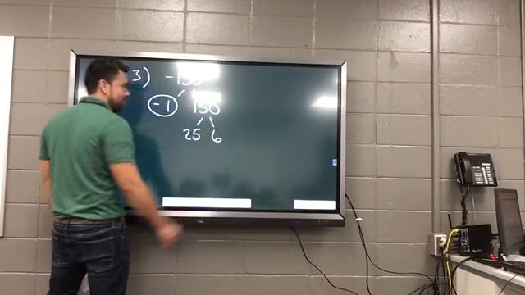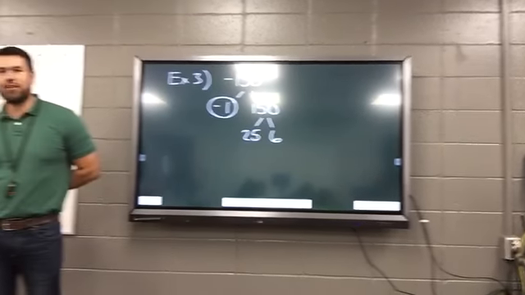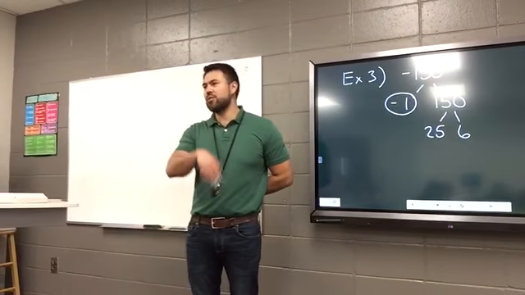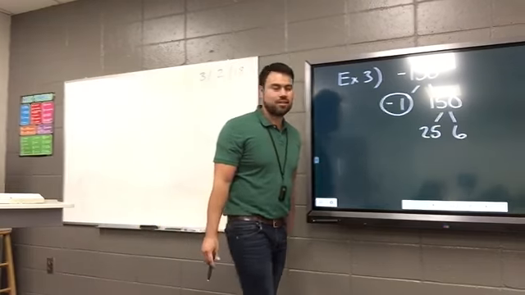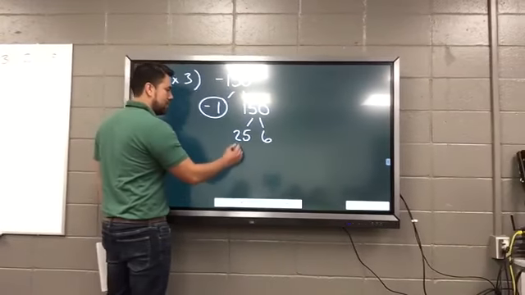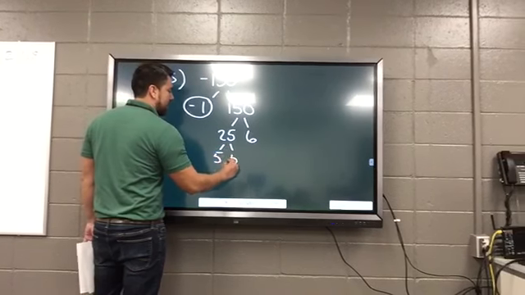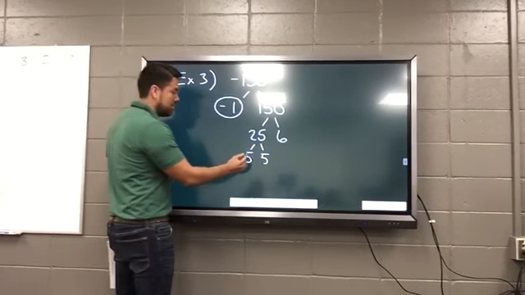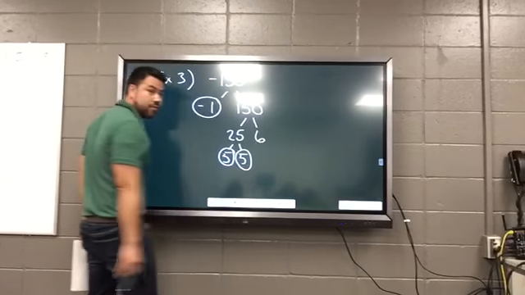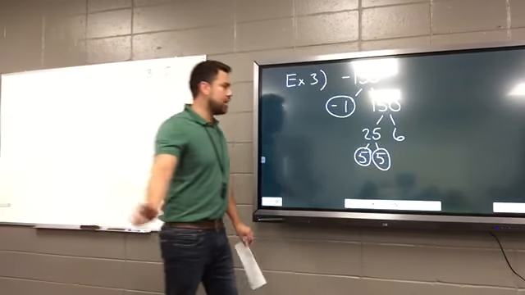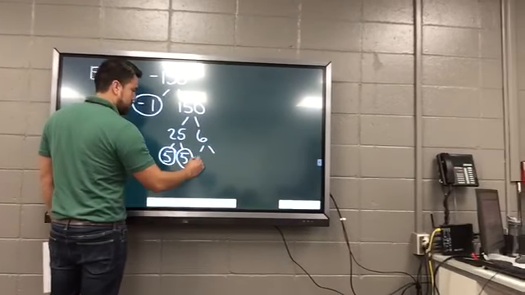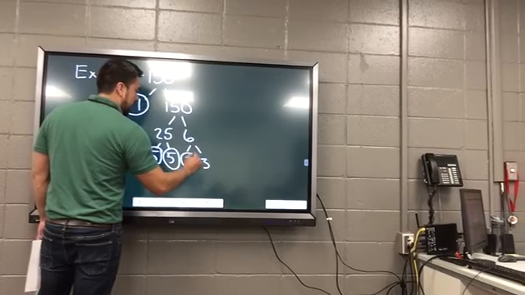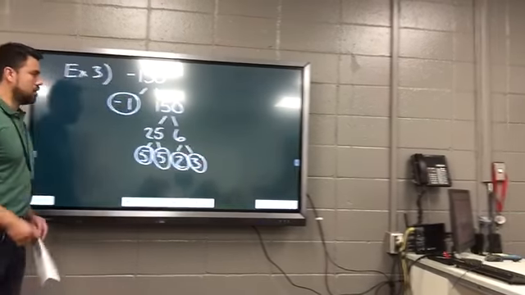25 and 6 works, because 25 times 6 is 150. Should I circle either one of those? Nope. Maggie, what would you do next? 5 times 5. Can I circle those? Yeah, I'm done with 5 and I'm done with 5. Lily G, what happens to 6? You can break it down to 2 and 3. 2 and 3, and both of those get circled.